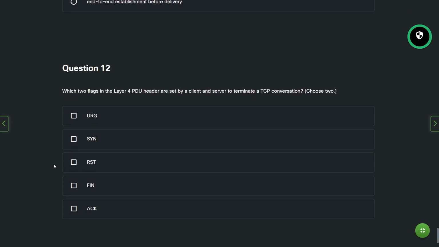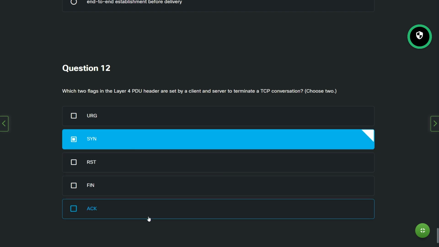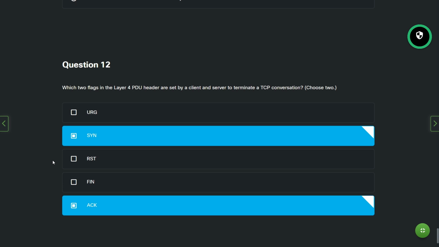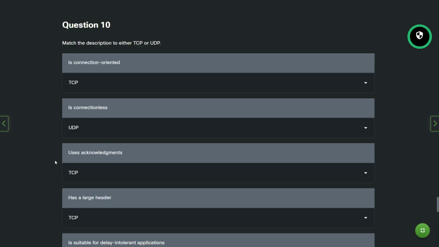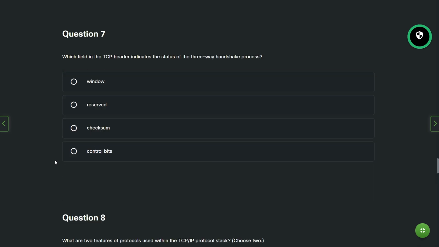Which two flags in the layer 4 PDU header are set by a client and server to determine a TCP conversation? Choose two. SYN and ACK. Which field in the TCP header indicates the status of the three-way handshake process?